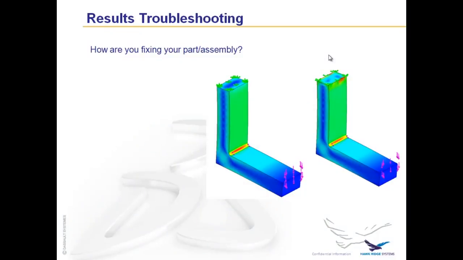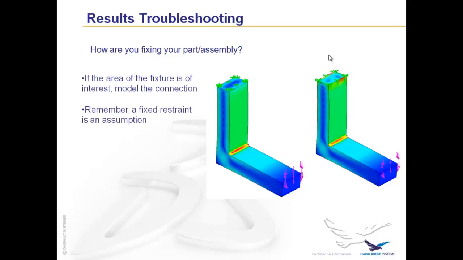Now, how are you fixing it is sort of the next question I ask. These two pictures here look pretty similar, but the picture on the left is me fixing the top face, whereas the picture on the right is me fixing all the top edges. And this is actually going to make a difference. You can see here that the picture on the right has some red areas right on that corner, sort of stress concentrations right at that corner.